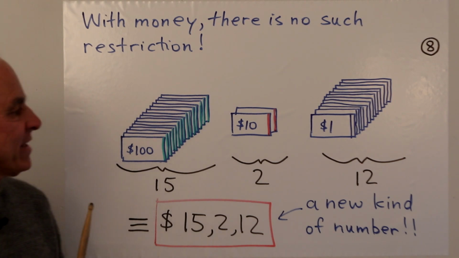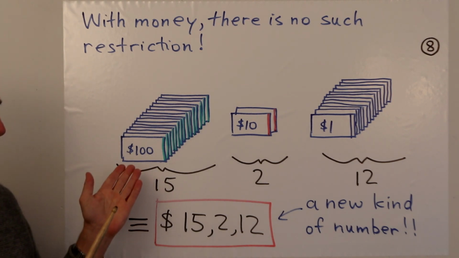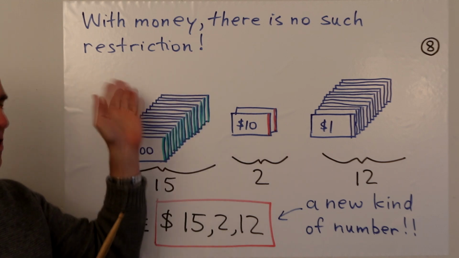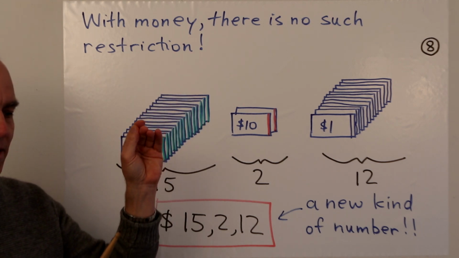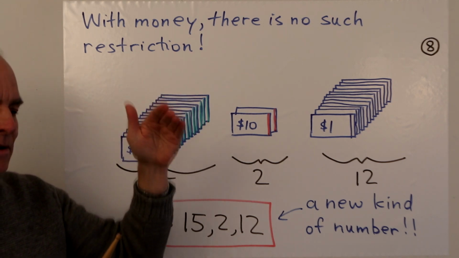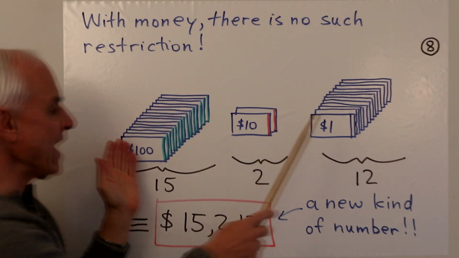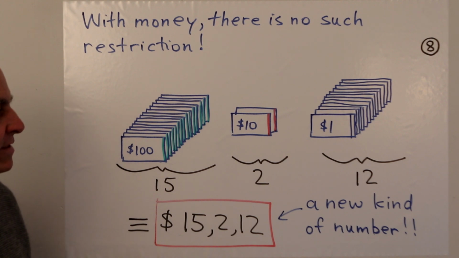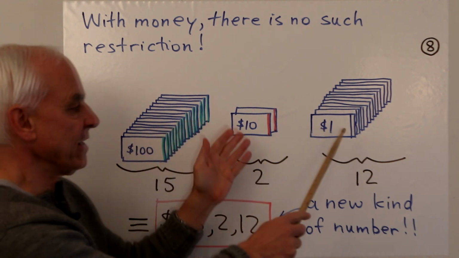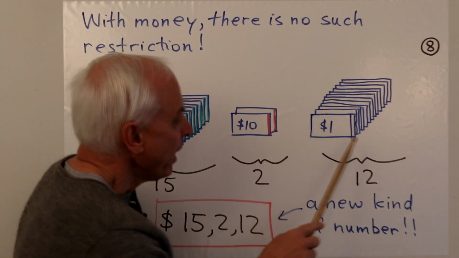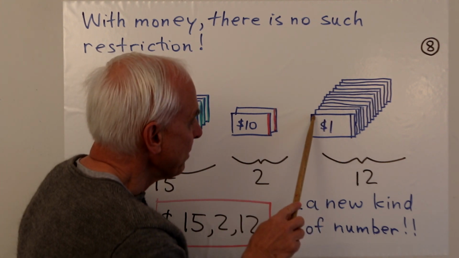So let's have another look at money. When we're looking at money, there's no such restriction that we have to have at most 9 of anything as we have in the Hindu-Arabic system. So for example, you could have some money in your pocket that is basically this. These are $1 bills, okay? And you're not going to be able to count them that easily, but I'll count them for you.